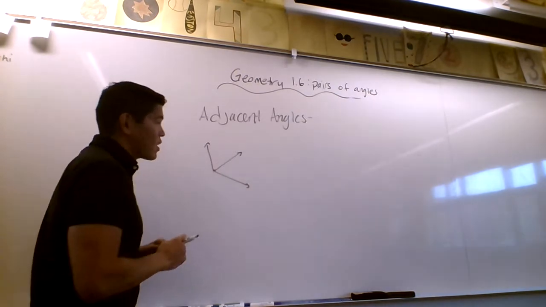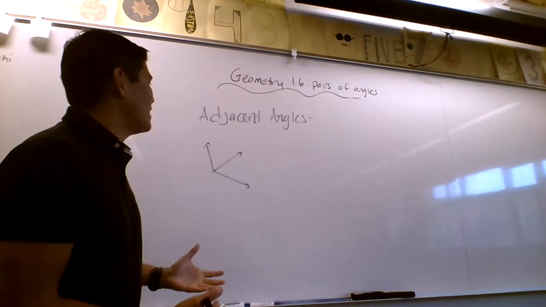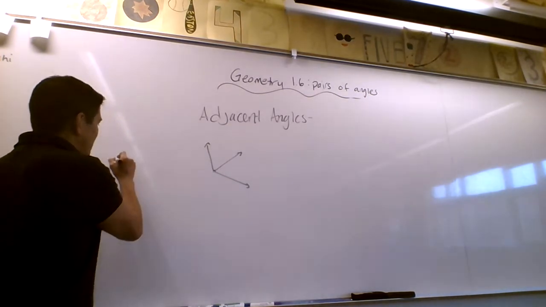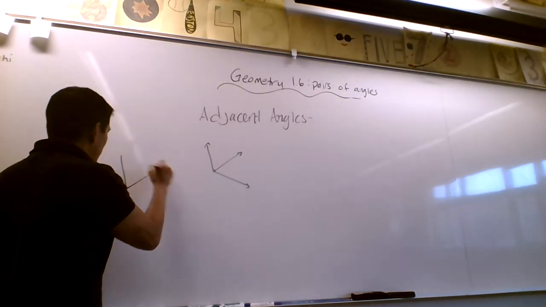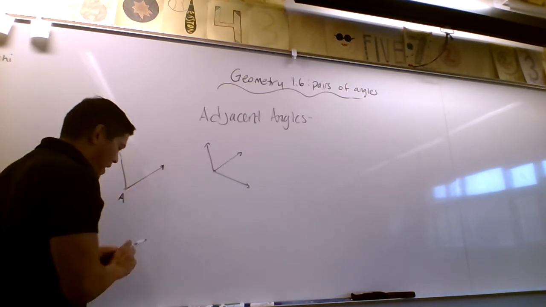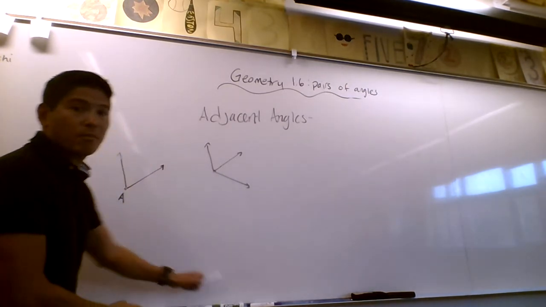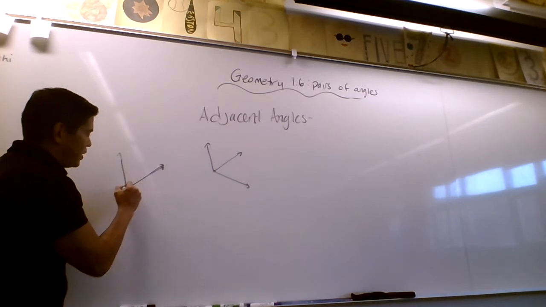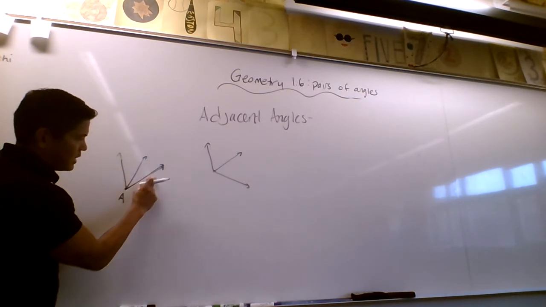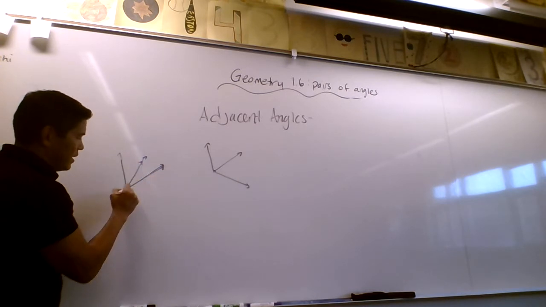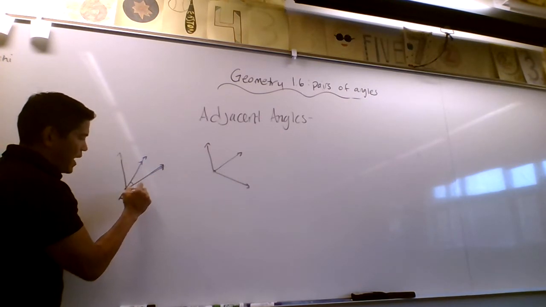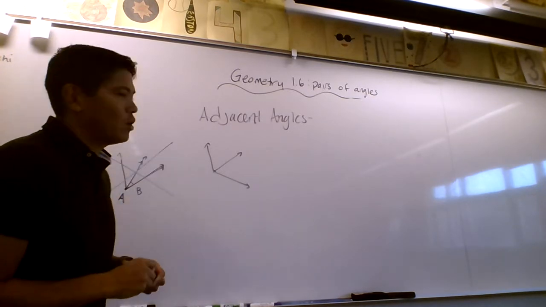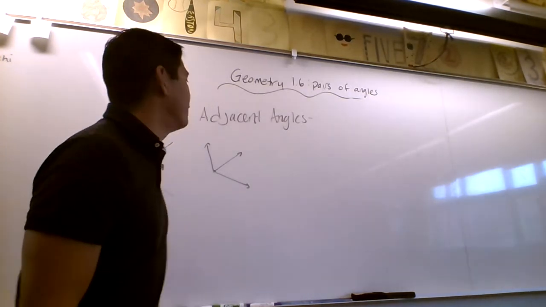They also have to share a common side. And then one's not enclosed in another, or one's not in the interior of another. Here's what I mean by that. If I let this be angle A, and then angle B has a common endpoint and a common side, this side right here, if I made this blue angle, angle B, these actually would not be adjacent angles. So one can't be on the interior of the other.